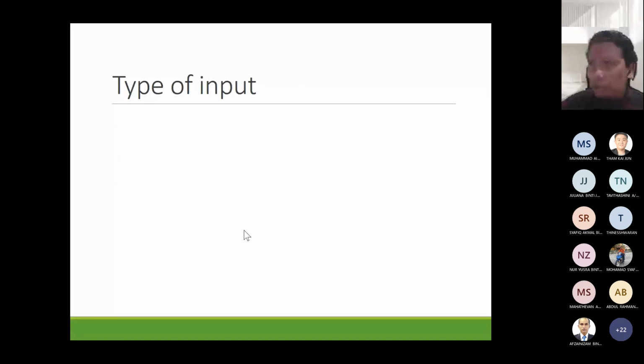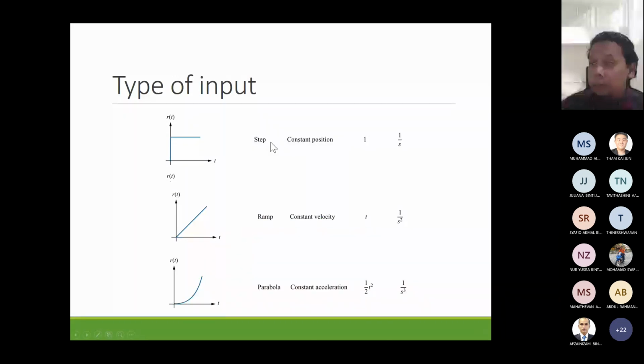So let's review the different types of input that you have learned, I think in lectures before midterm break. There are three types of input. We have step input. Step input is basically a constant value, but for a unit step input, we give the value of the constant equals 1. And then in Laplace or in frequency domain, the input will be 1 over S.